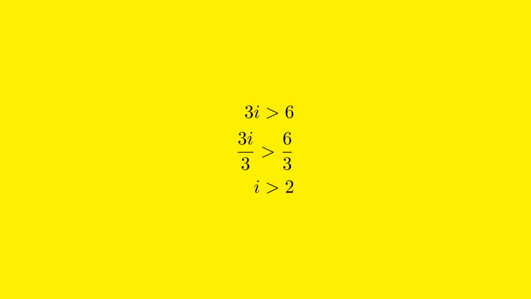Let's perform the division. When we divide 3i by 3, we get i. When we divide 6 by 3, we get 2. So now the inequality changes to i greater than 2. This means i is greater than 2.